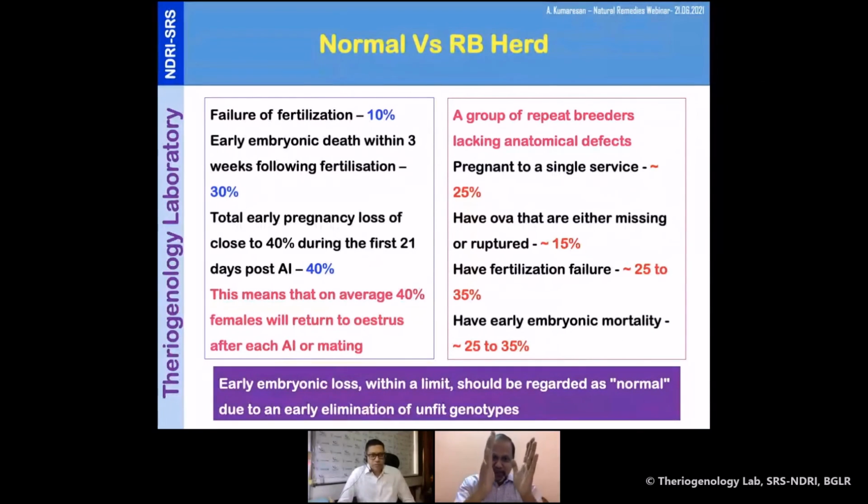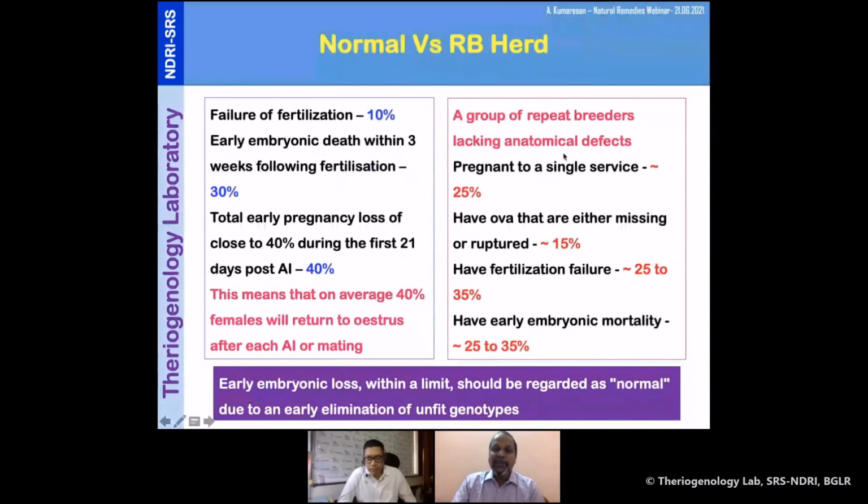In a normal herd, where the reproductive efficiency is quite normal, failure of fertilization occurs in 10%, and embryonic death within 3 weeks in 30%. Early embryonic loss within a limit should be regarded as normal, due to early elimination of unfit genotypes. This is a natural process. So if I inseminate 100 animals, 40 animals in a normal herd are bound to come to heat again. If this is the case in the normal herd, how is repeat breeding deviating?